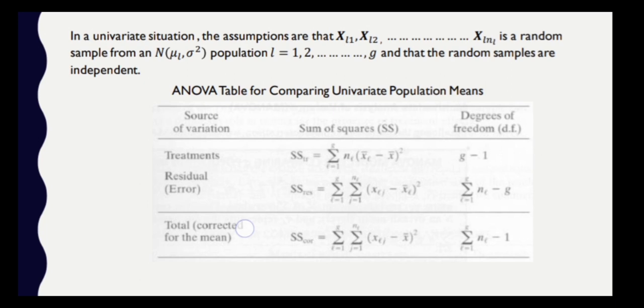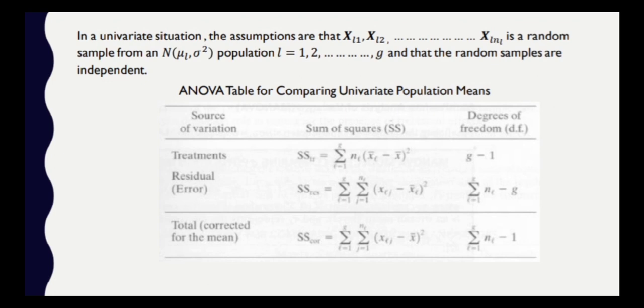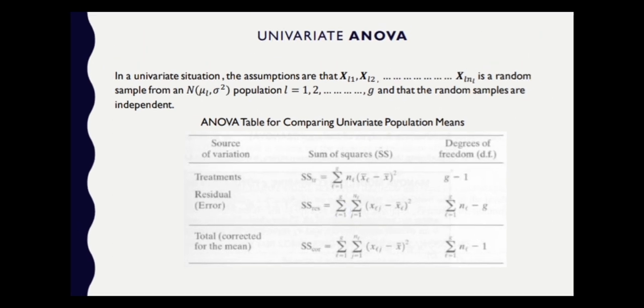Okay, so degree of freedom for treatment will be G minus 1. G here adalah number of population. Okay, berapa banyak population you ada, so minus 1. Okay, and then degree of freedom for residual is total of sample size minus dengan how many population involved, and then degree of freedom for total, SS total adalah summation of these two degree of freedom ataupun summation of n_l minus 1, total of the sample size minus 1. Okay, that is the ANOVA table.